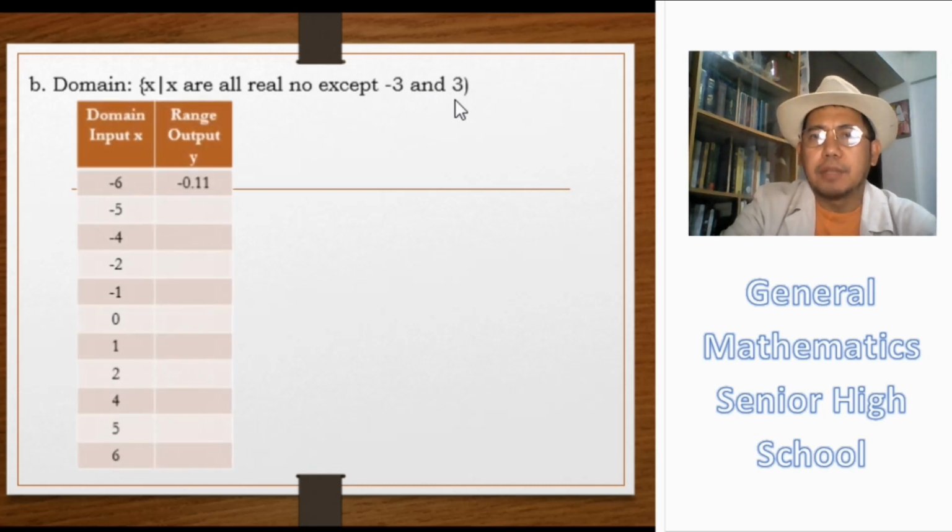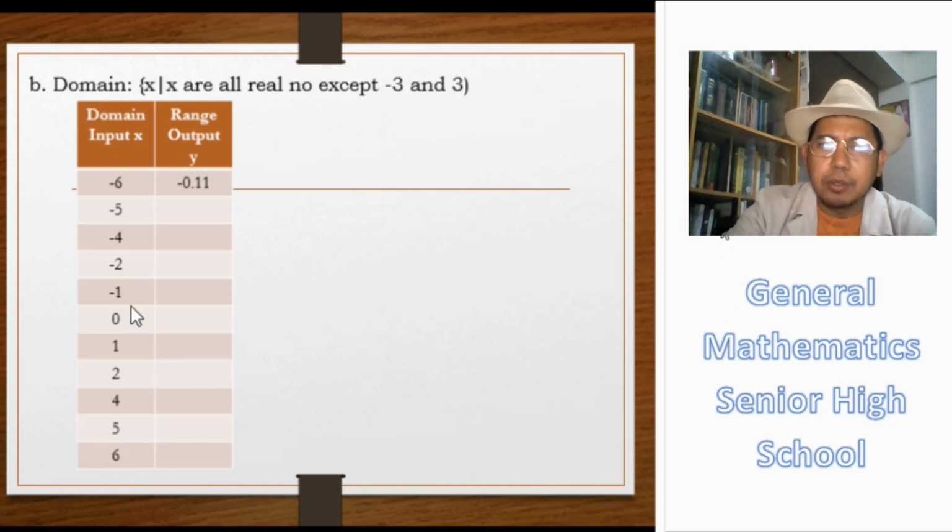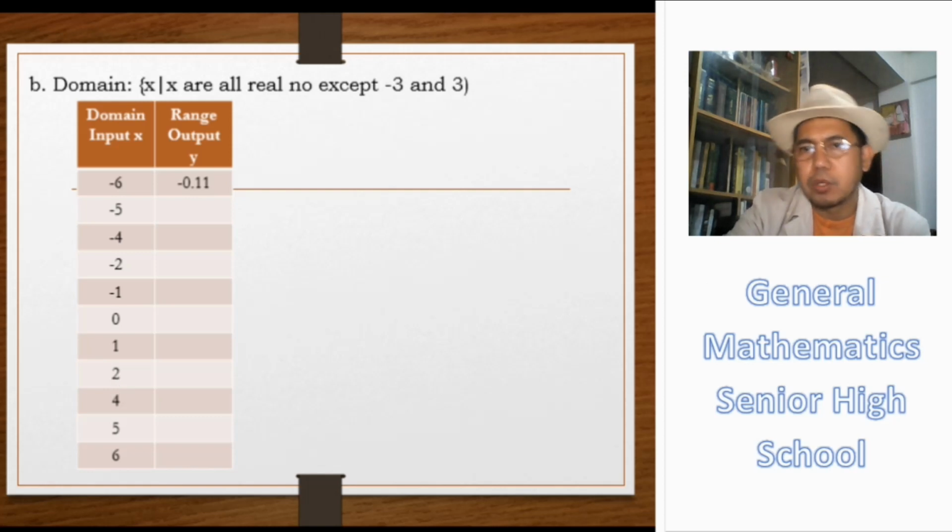So after having now the restriction of the rational number, we can now assume the possible values of x. So I have in here from -6 to +6. You will notice I did not include -3 and +3. Why? They are the restriction of the rational number or rational function.